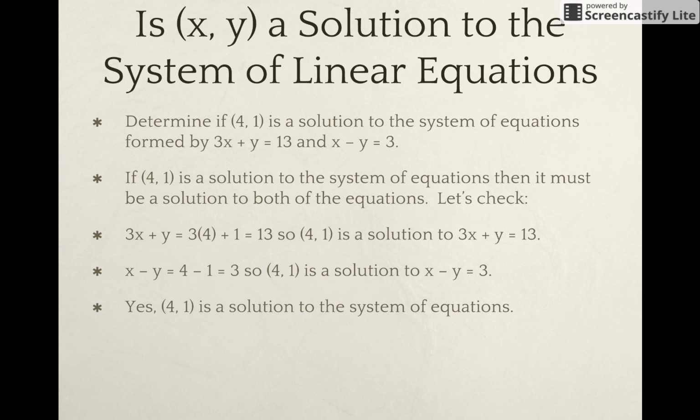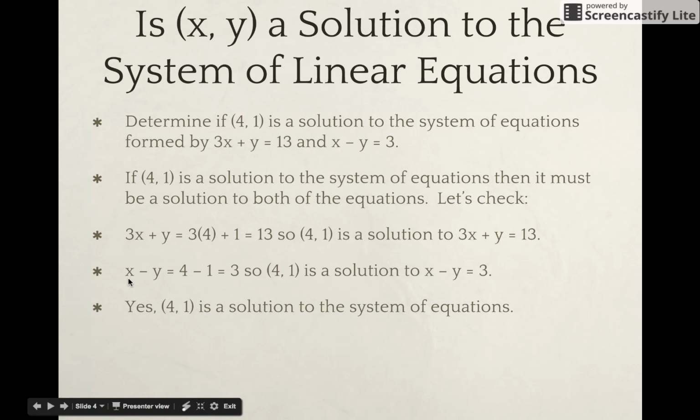Well, if the ordered pair (4, 1) is a solution to this system, then it should make both equations true. And so we can do a quick check here, letting x be 4 and y having the value 1. We get 3 times 4 plus 1. According to our equation, that should turn out to be 13. And 3 times 4 plus 1 is 13. So we have a true statement here.